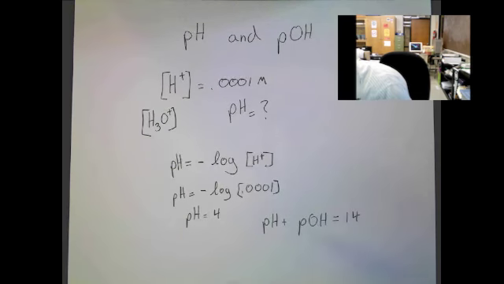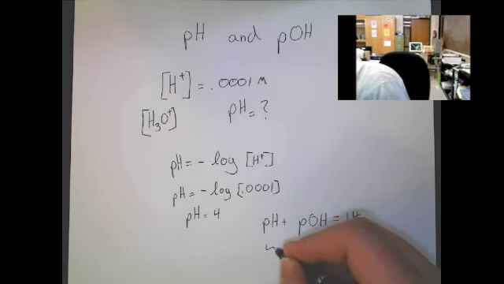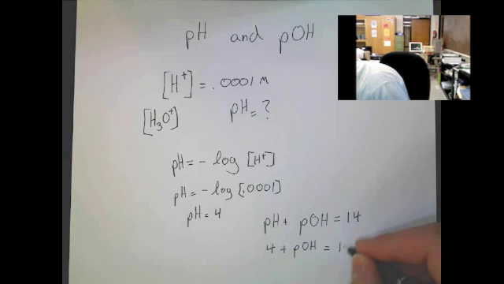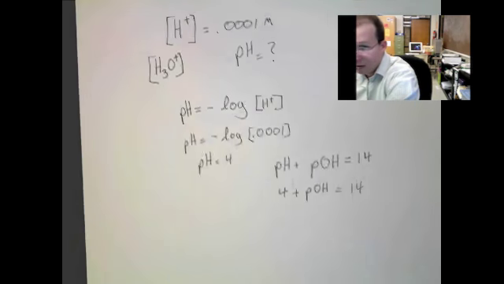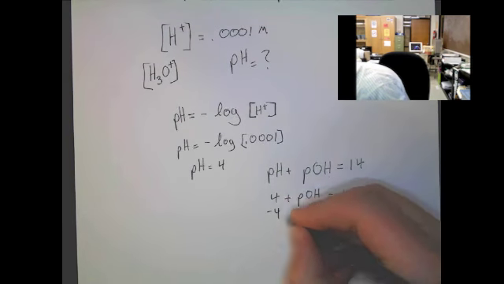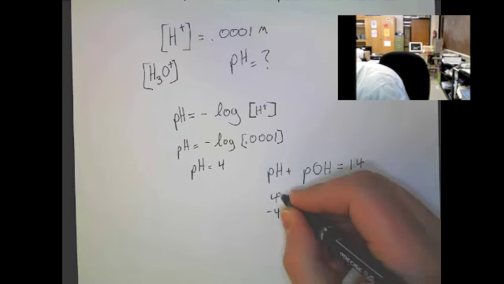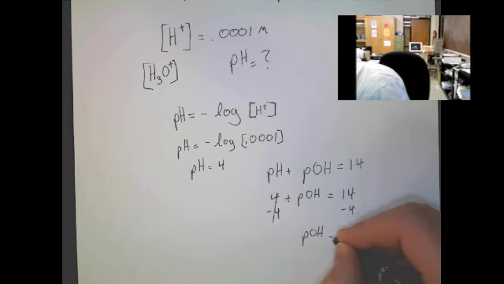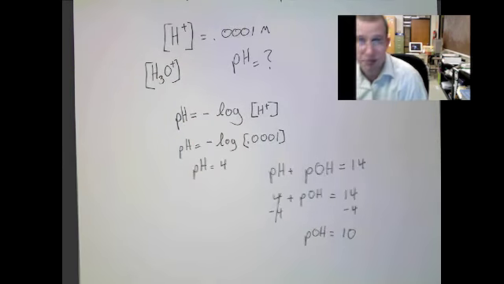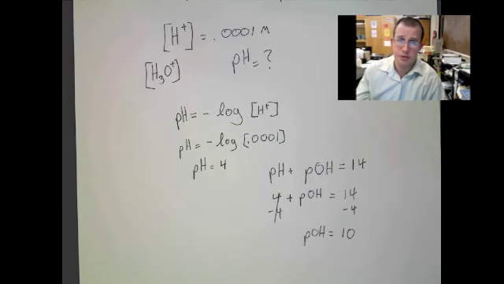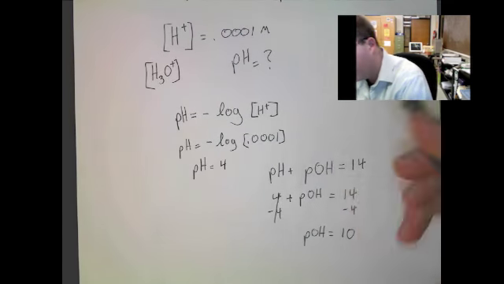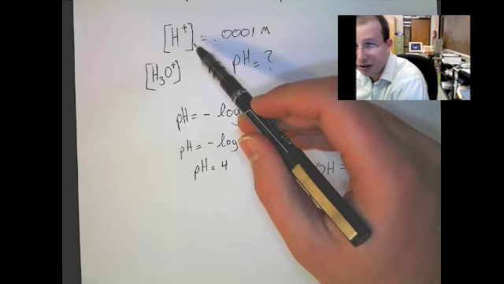So if we know the pH of this solution is 4, we can very easily find the pOH. All we need to do is basically do a subtraction problem. So we find that the pOH is equal to 10 in this case. That was pretty simple, I think. And I hope it is for you too. However, there's another way we can go about this, and that is, what if we're not given the H+ concentration?